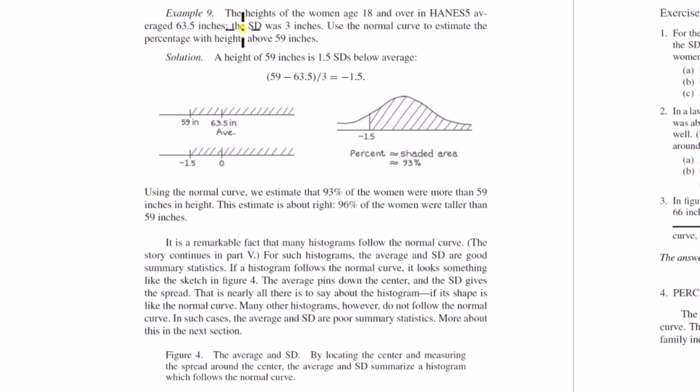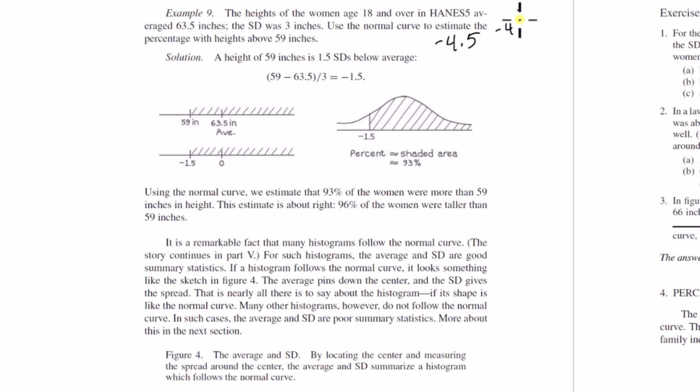We know the exact average. We know the exact standard deviation. And we're assuming that it was distributed normally. So it was symmetric about the average and had a shape like this, right? How can we estimate the percentage of women in this study that had heights above 59 inches? Well, what is 59 inches in standard units? How far is 59 from the average? It's minus 4.5.